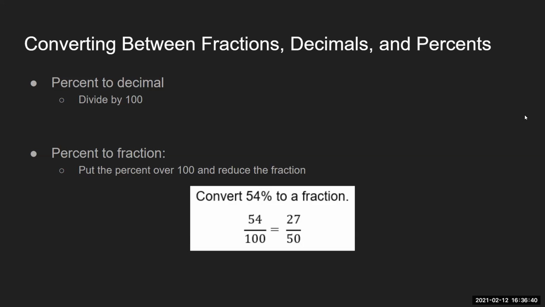If you have to go from a percent to a fraction, just put the percent over 100 and reduce the fraction. So there you see we're going to convert 54% to a fraction. So 54% is the same thing as saying 54 out of 100. We divide the top and the bottom by 2, and we get 27 over 50. So now you might not get questions that just say convert this, but this might be something you have to do within the framework of a question. So just feel comfortable going back and forth between the decimals and the fractions and the percents.